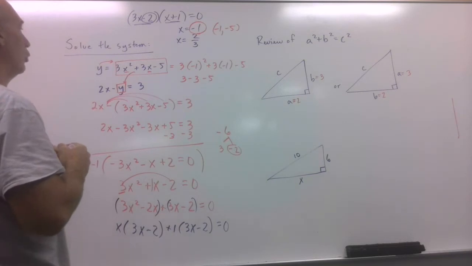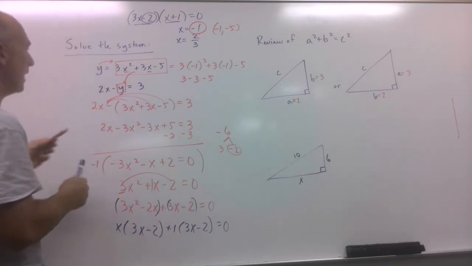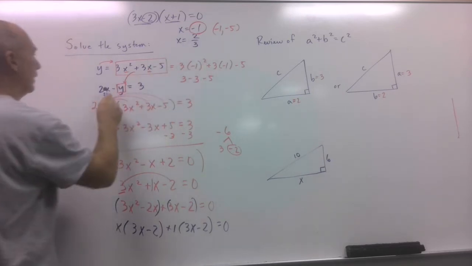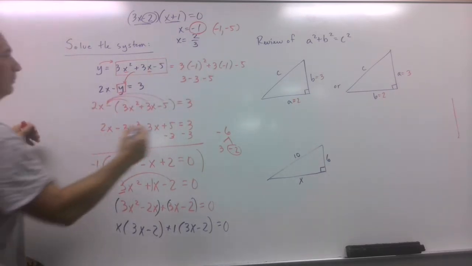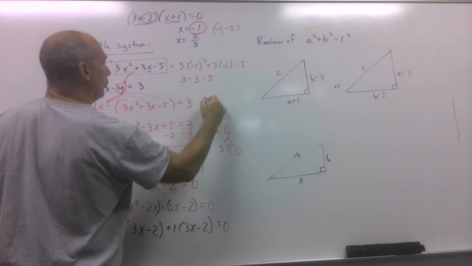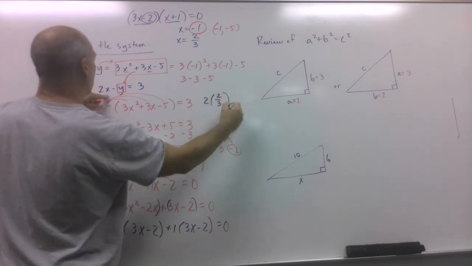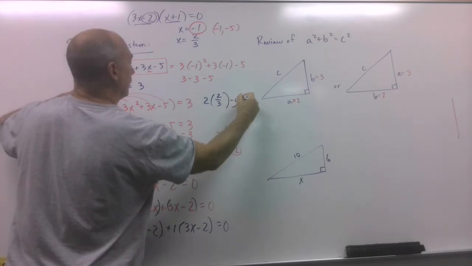Now plugging in 2/3, maybe I'd prefer, rather than throwing it all into this junk, I can throw it here, and my life will be a little simpler. So I'm going to go 2 times my x, which is 2/3, minus y equals 3.